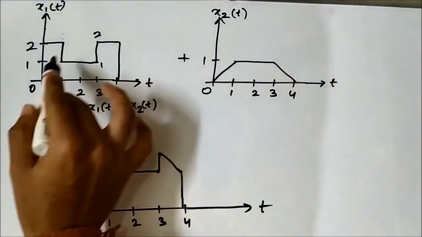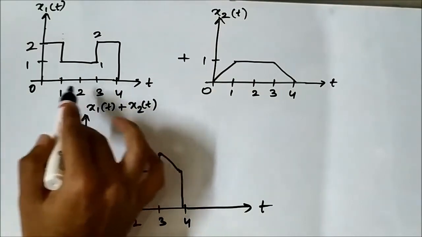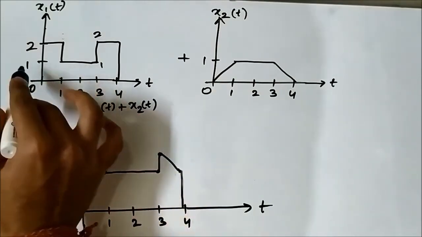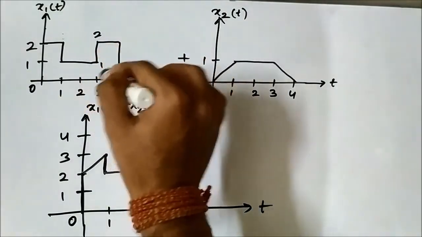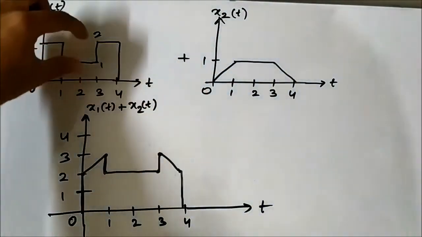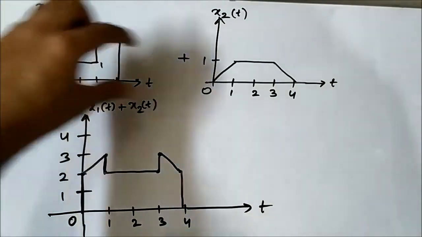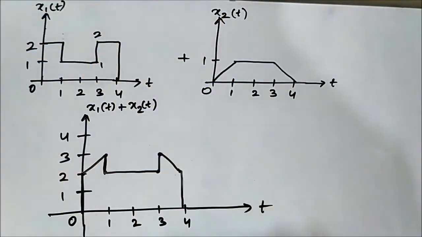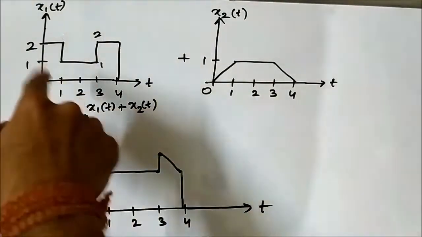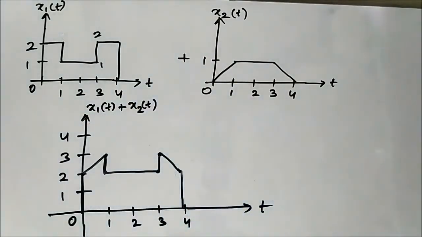And this was a constant value, and during the entire interval 1 to 3 the value was constant, which was 1. Here also it was 1, so we got 2. Same case for 3 to 4. Two values, we added both the values, the initial and the final, and we got the result. So this is the signal addition on these two signals.